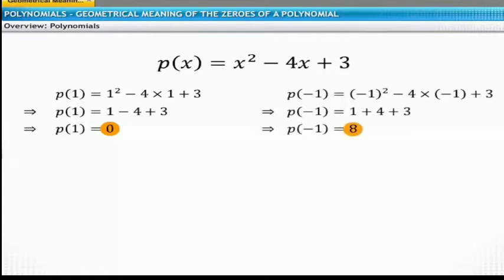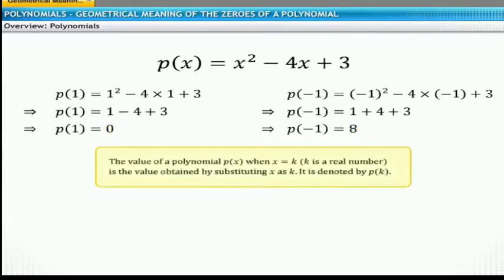Now in place of x we are writing minus 1, so we are getting the value 8. So two things are there. For the polynomial x square minus 4x plus 3, p(1) is equal to 0, and for p(minus 1) that is 8. The value of a polynomial p(x) when x is equal to k, where k is a real number, is the value obtained by substituting x as k. It is denoted by p(k).